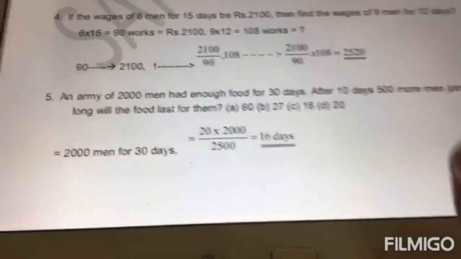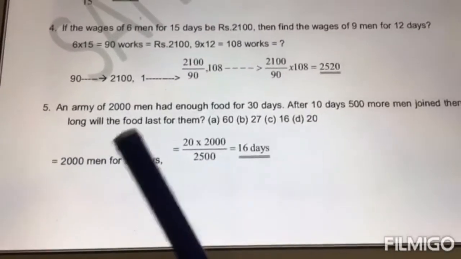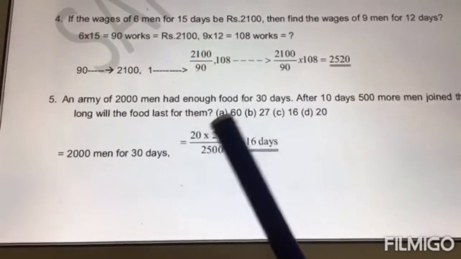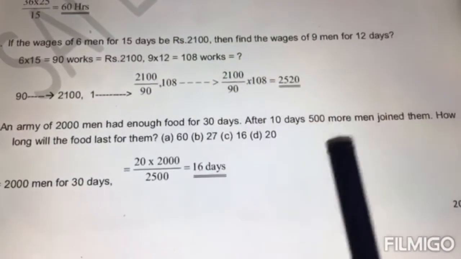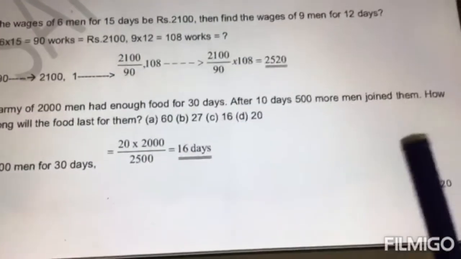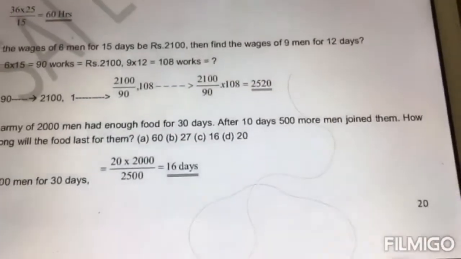It's very simple. It's just a question of knowing what to do. Now number 5. An army of 2000 men had enough food for 30 days. After 10 days, 500 more men joined them. So how many men are there now? 2000 plus 500, it's 2500, right?